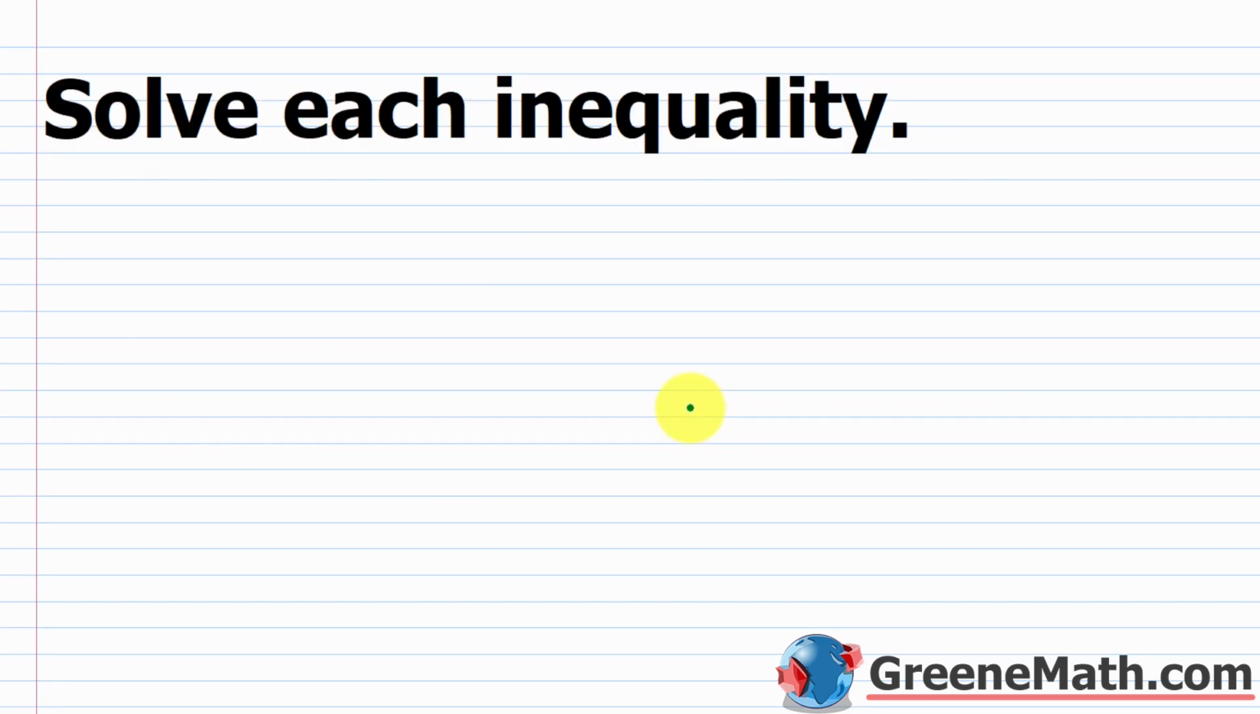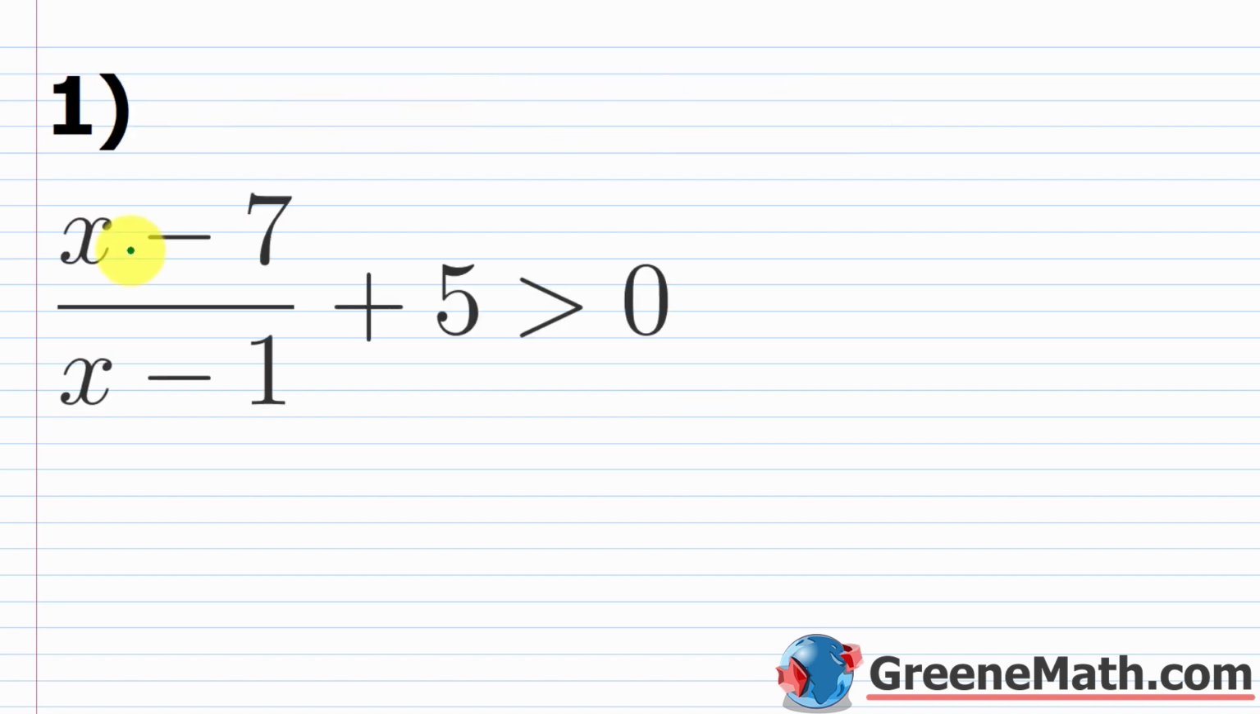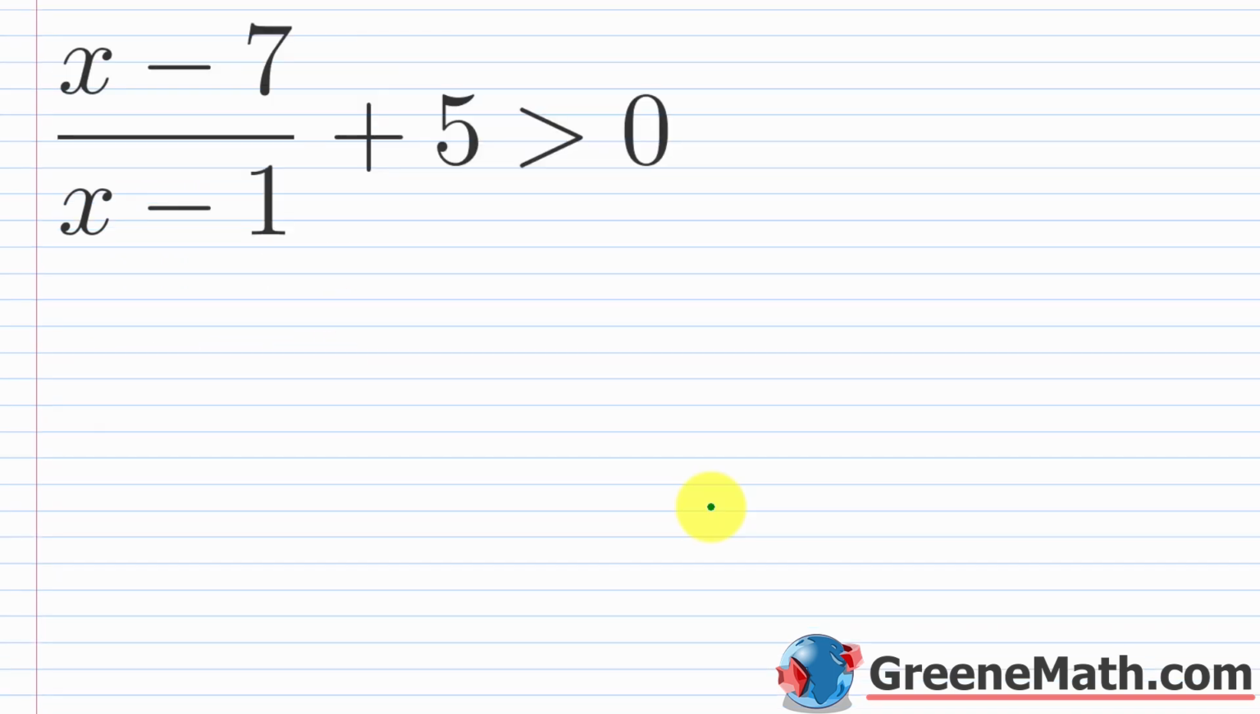All right, let's take a look at our practice test. We're told to solve each inequality. And for the first problem, we have x minus 7 over x minus 1, then plus 5, and this is greater than 0. All right, so the idea with this type of problem is your first step is you're going to get a single rational expression on the left-hand side. You want your inequality symbol. In this case, it's a greater than, but it could be a greater than or equal to, a less than, or a less than or equal to. And then you want 0 on the right-hand side.